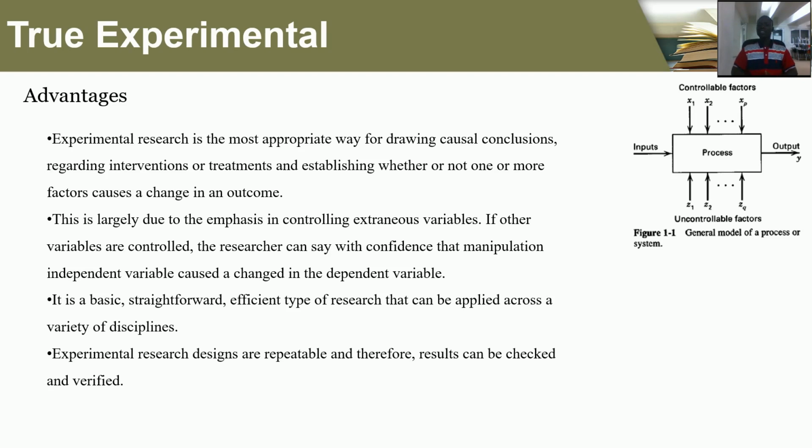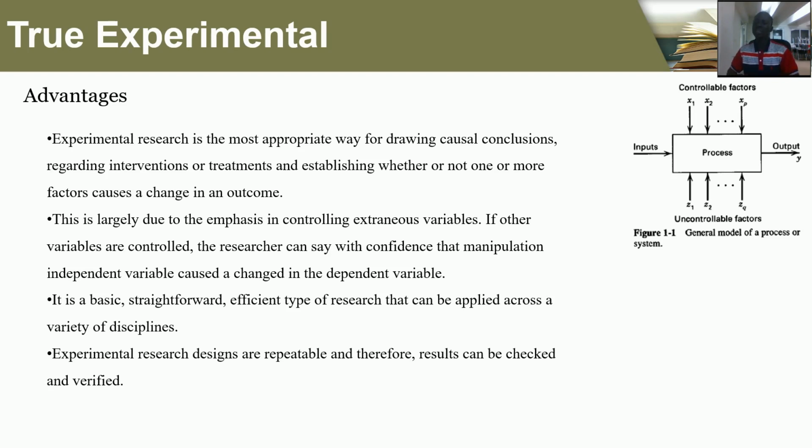This is largely due to the emphasis on controlling extraneous variables. If other variables are controlled, the researcher can say with confidence that manipulation of the independent variable causes a change in the dependent variable. Here what we are saying is that as compared to non-experimental designs, such as the descriptive, correlational, and other designs, they don't have the ability to control or to manipulate the independent variables.